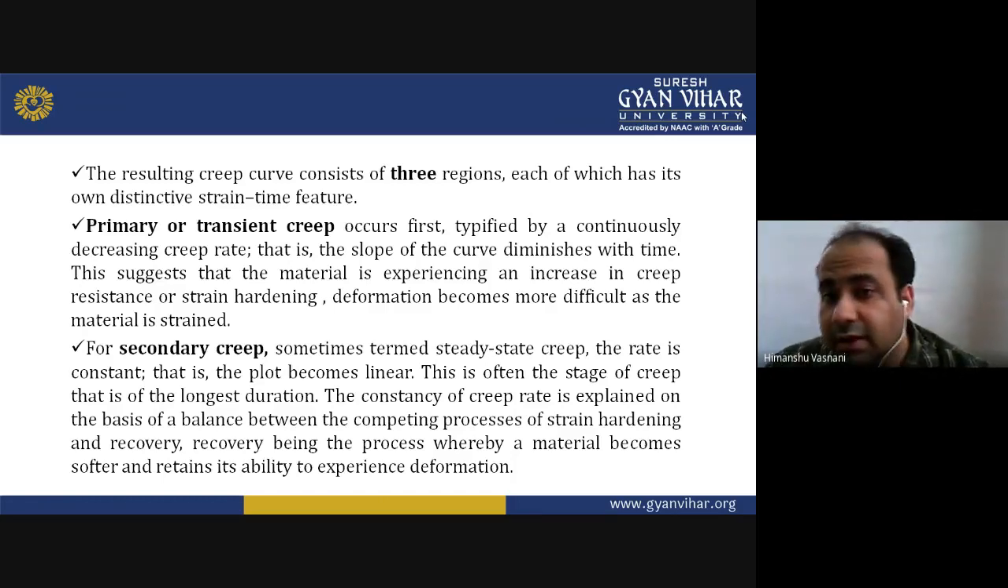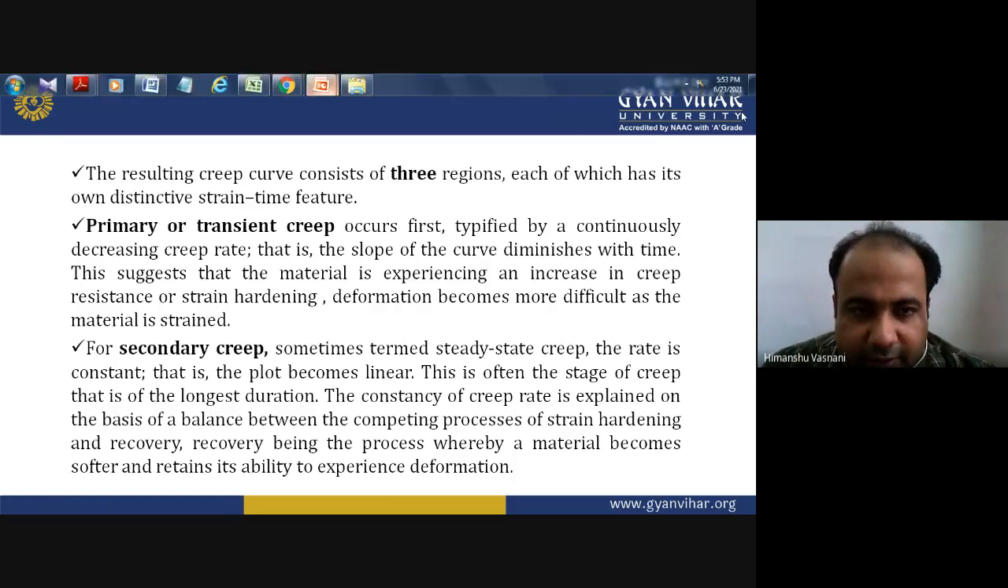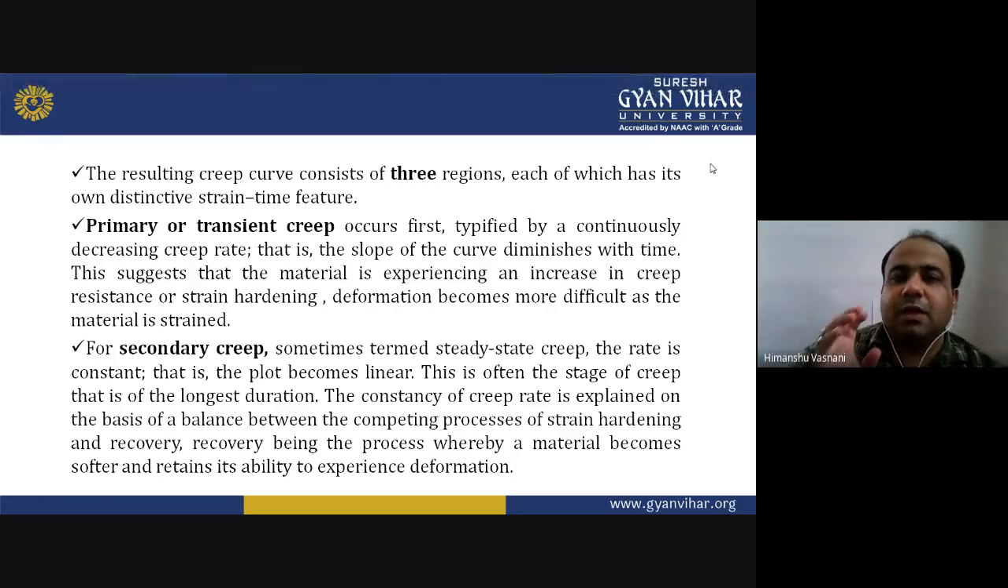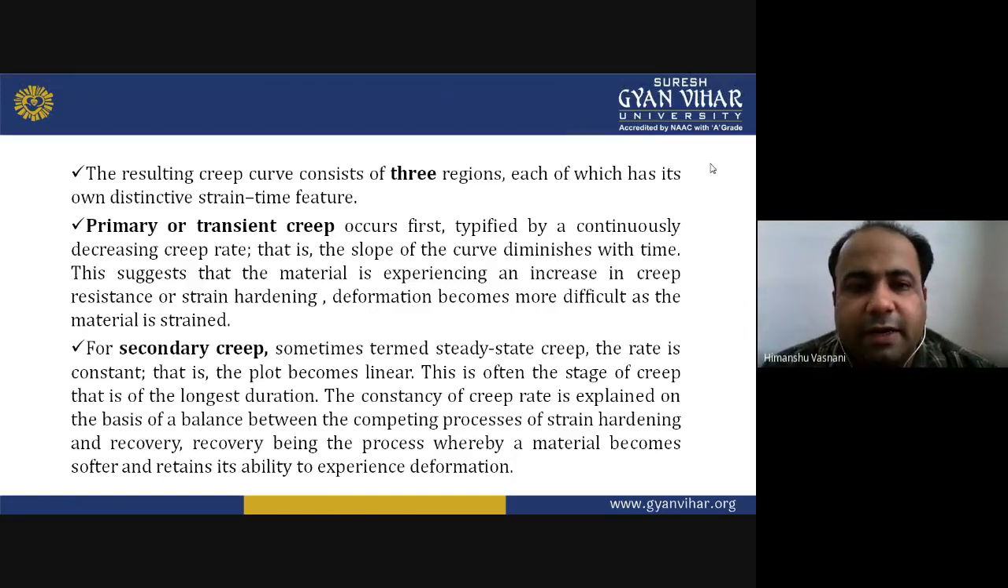Okay, the slope of the curve diminishes with time. This suggests that the material is experiencing an increase in creep resistance or strain hardening. So deformation becomes more difficult as the material is strained. In the primary creep curve, what happens? The slope of the curve diminishes with time. The deformation becomes more difficult as the material is strained. This is the first process in the creep curve, called primary or transient creep.